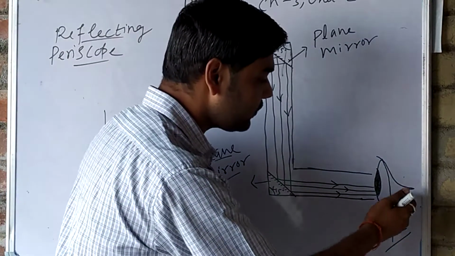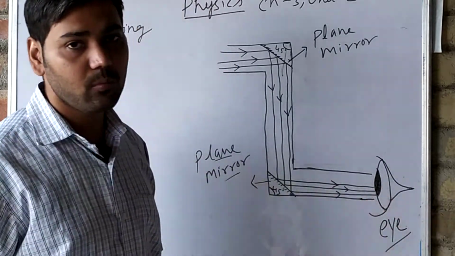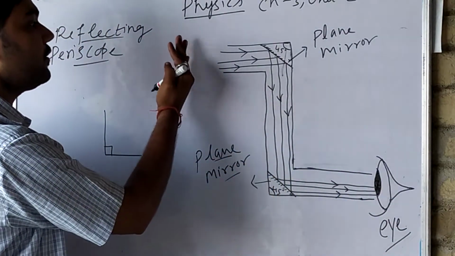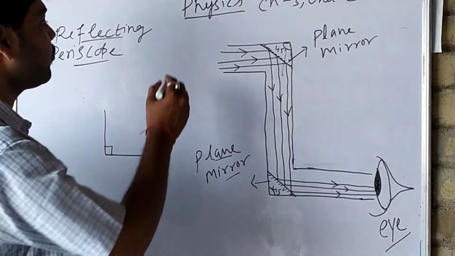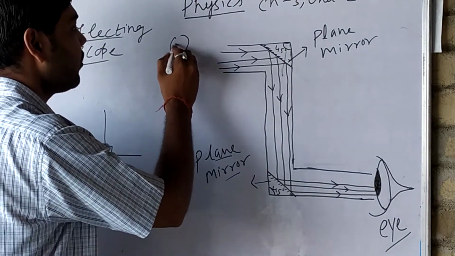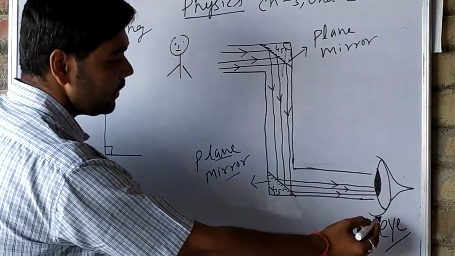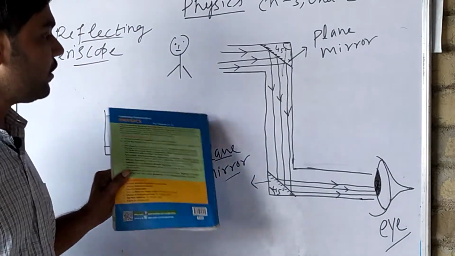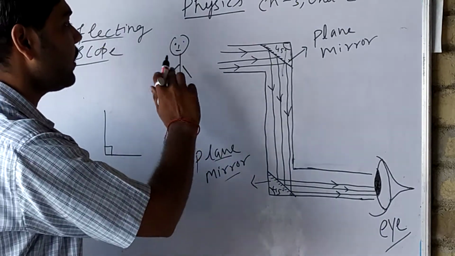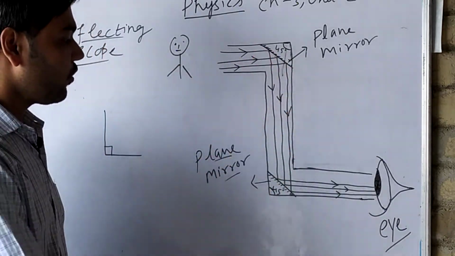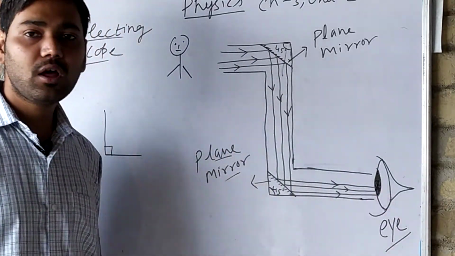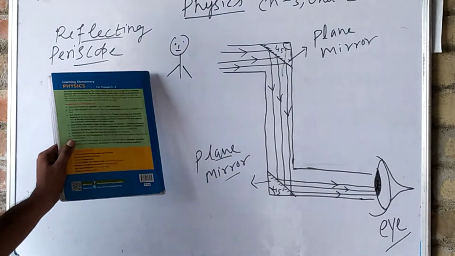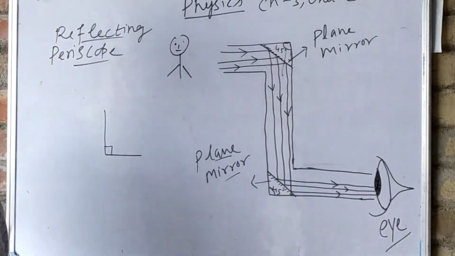When a person keeps the eye here, he will see the image of the object which is kept here. Suppose a man is standing or walking somewhere, he will see that man from here. Why? Because it is open here, and the rays of light enter from here, after striking it goes here, after striking again it comes to the eye of the person. So he will see the image of that person. This is how a reflecting periscope works.